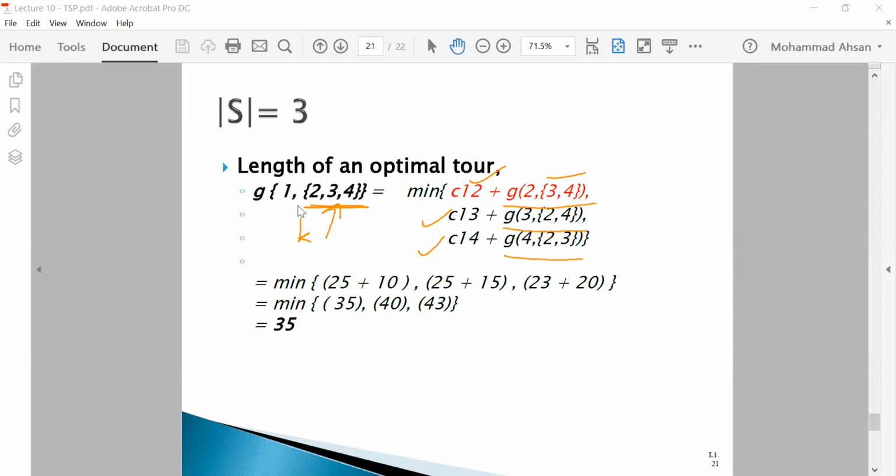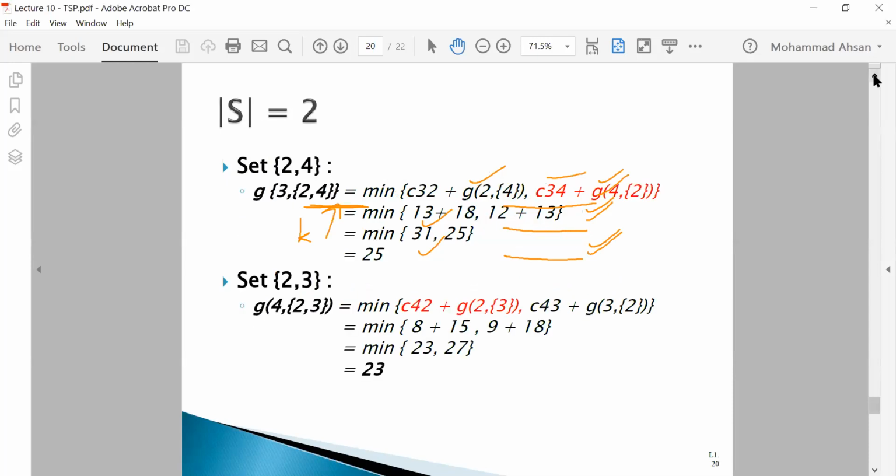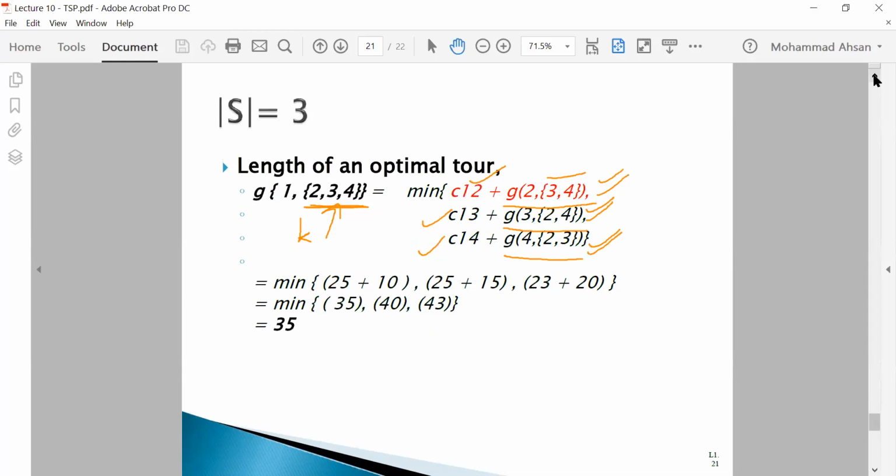The cost of going from 4 through 2 or 3. So we have to see, we have already calculated the minimum of these. If you go back, we have already calculated G(4,2,3), G(4,2,4)... So that is already done. So we use those values. This is where we are actually storing the smaller problem values and then adding them.